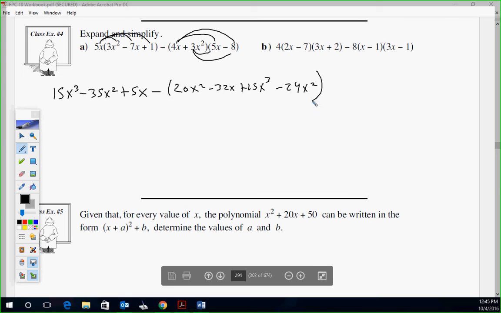So now I want to go ahead and combine my like terms within them if I can. This one has no like terms. This one stays the same. This one does have like terms. I have x squareds I can put together. I'm going to put it in order as well. So it's going to be a 15x cubed. 20 minus 24 is negative 4x squared. And then minus 32x.